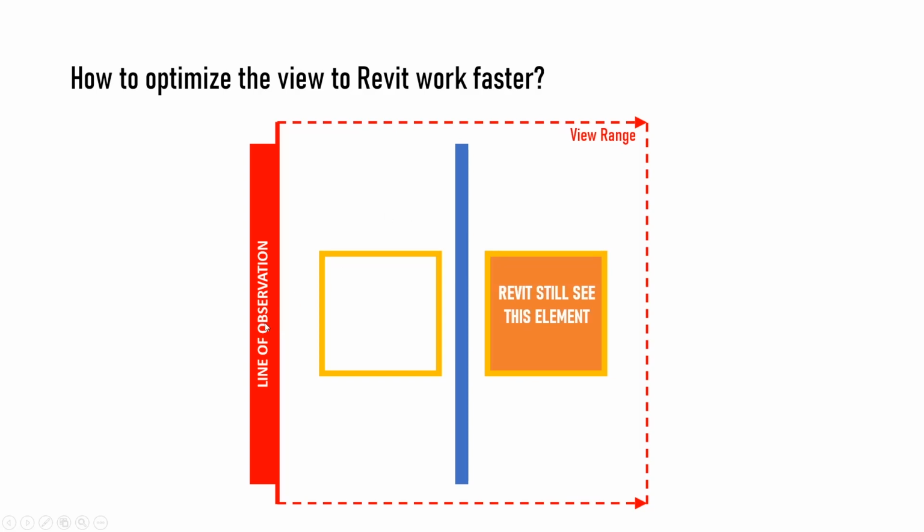If I look through this line, I can't see this element now because I have the wall here, but Revit still sees this element, and that element is also still in the RAM memory of my computer. Because of that, in some views maybe I have some breaking when I'm scrolling, Revit does not work very well, it works slowly. How can we fix that?